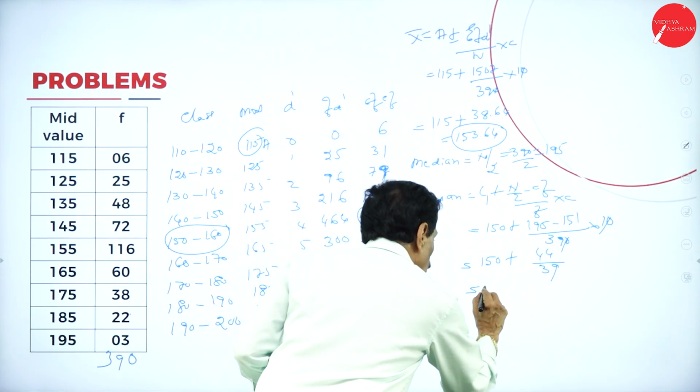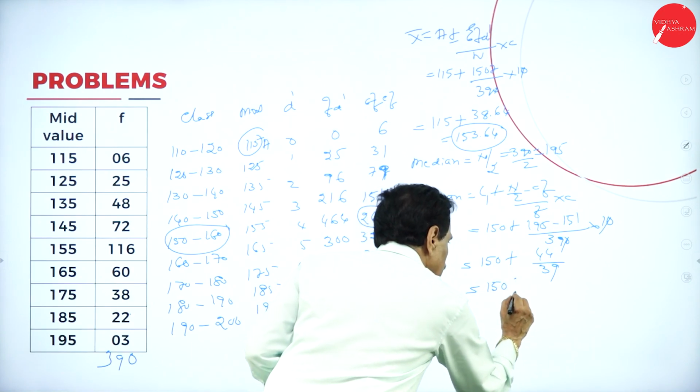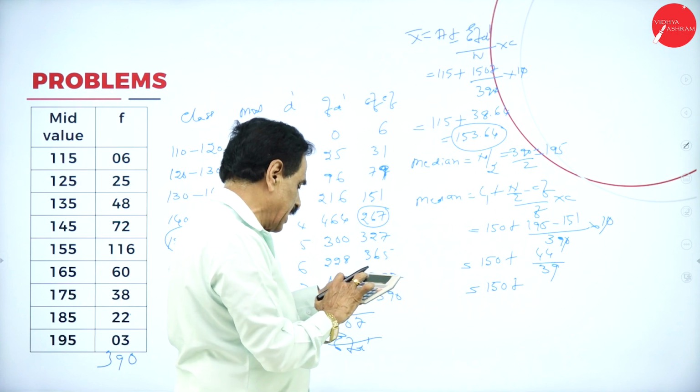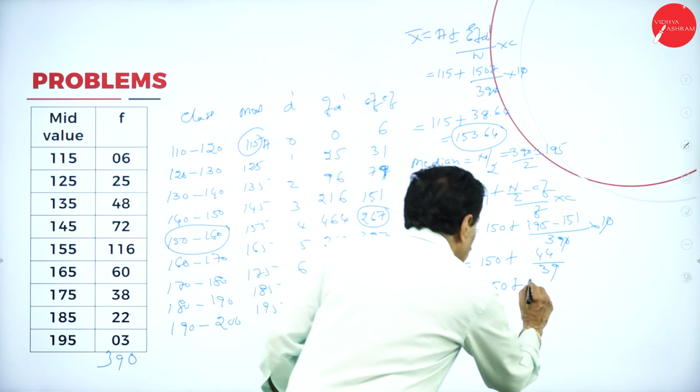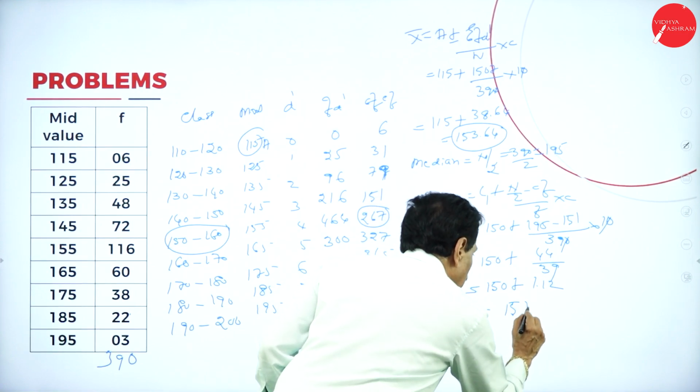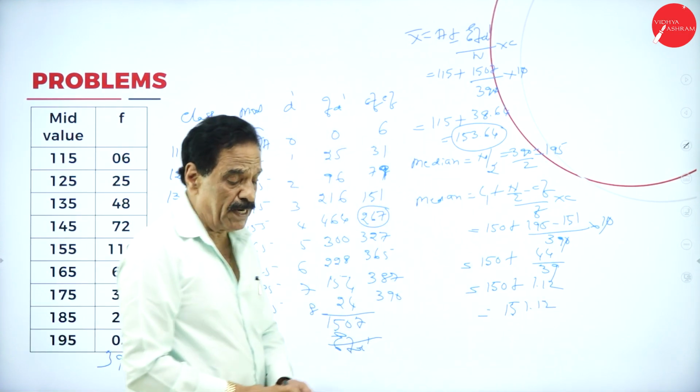Simplify this. 150 plus 44 divided by 39 is 1.12. It becomes 151.12. This is your median.